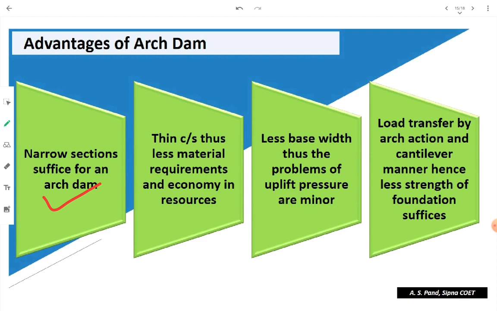Most of the hydrostatic load is transferred to the abutment by the arch action by the periphery of the arch dam, and the remaining water load is transferred to the ground by the cantilever action. That's why the strength of foundation required in case of an arch dam is less as compared to the concrete gravity dam. A gravity dam requires a very strong foundation, but in case of an arch dam, the foundation requirements are less.